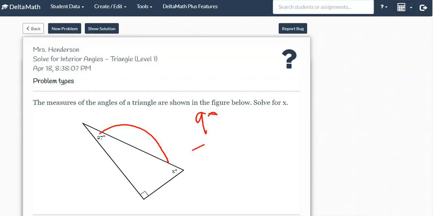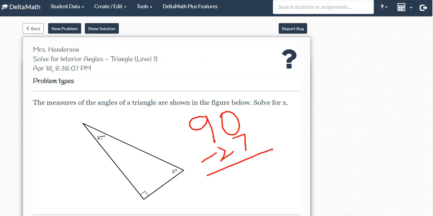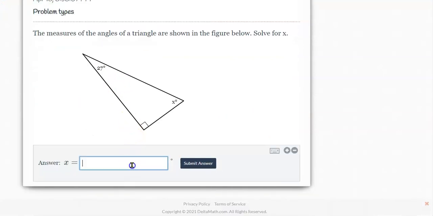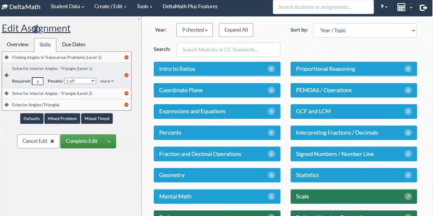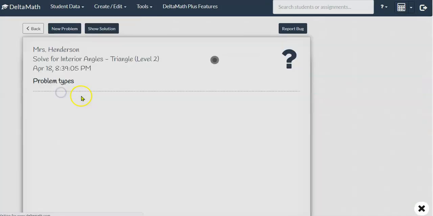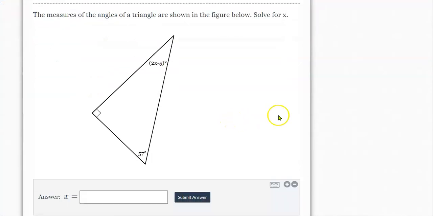So 90 minus 27, this marker's not working right. 90 minus 27 is another way I could find that missing measure. So 90 minus 27, use a calculator, it's 63. So I am missing 63 degrees. Alright, so that's finding the missing triangle measures level 1. Now let's take a look at missing triangle measures level 2.